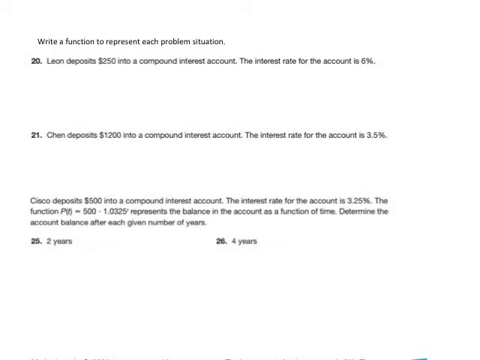All right, looking at the next page, Leon deposits $250 in a compound interest account. The interest rate for the account is 6%. So the key word here is compound interest. So you want to use this formula, the first deposit times 1 plus the rate to the time power, except that you're going to actually be filling in a number here, which should be the 250, and the rate, which is 6%. Okay, so that'd be 0.06. And time, we don't know, so just leave it as time.